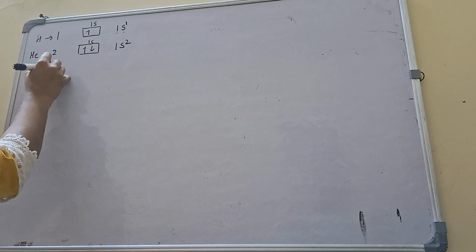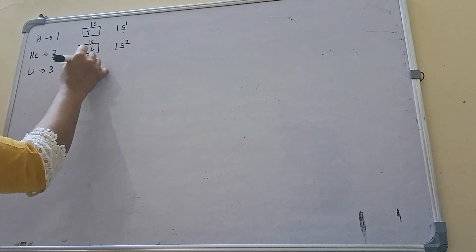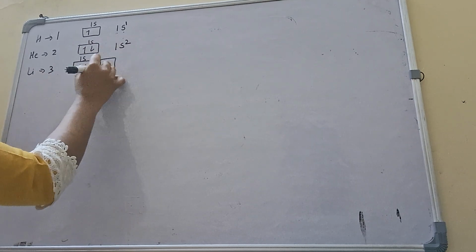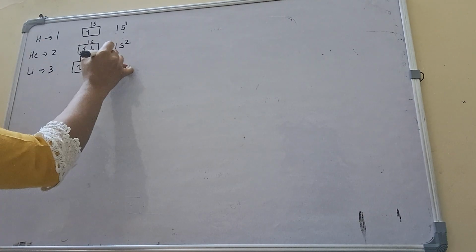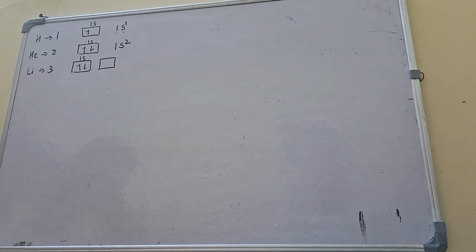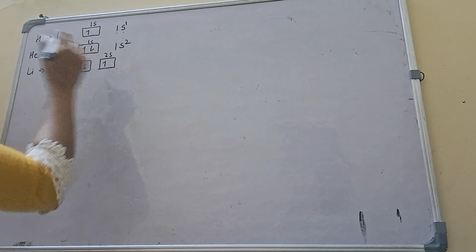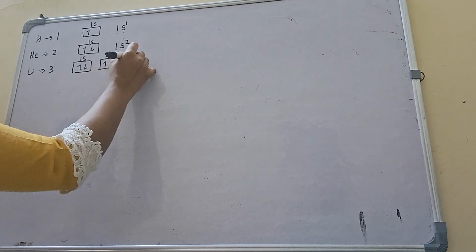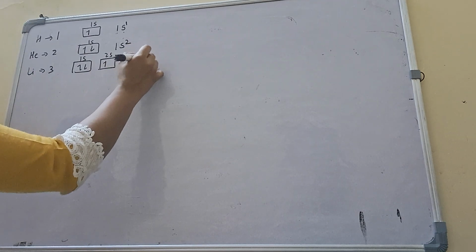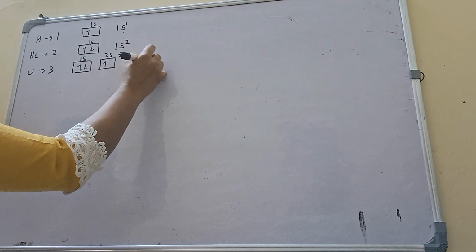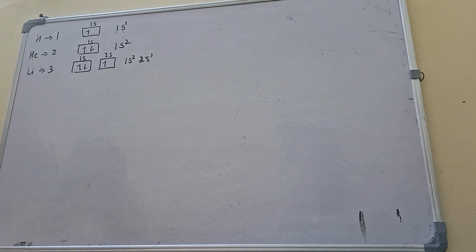Third one is lithium, atomic number 3. So here it is 1s, and the third electron goes to the next energy level after 1s, which, if you remember that arrow mark, is 2s. So it will come to the 2s1. So it is 1s2, 2 electrons in the 1s orbital, and 1 electron in the 2s orbital.